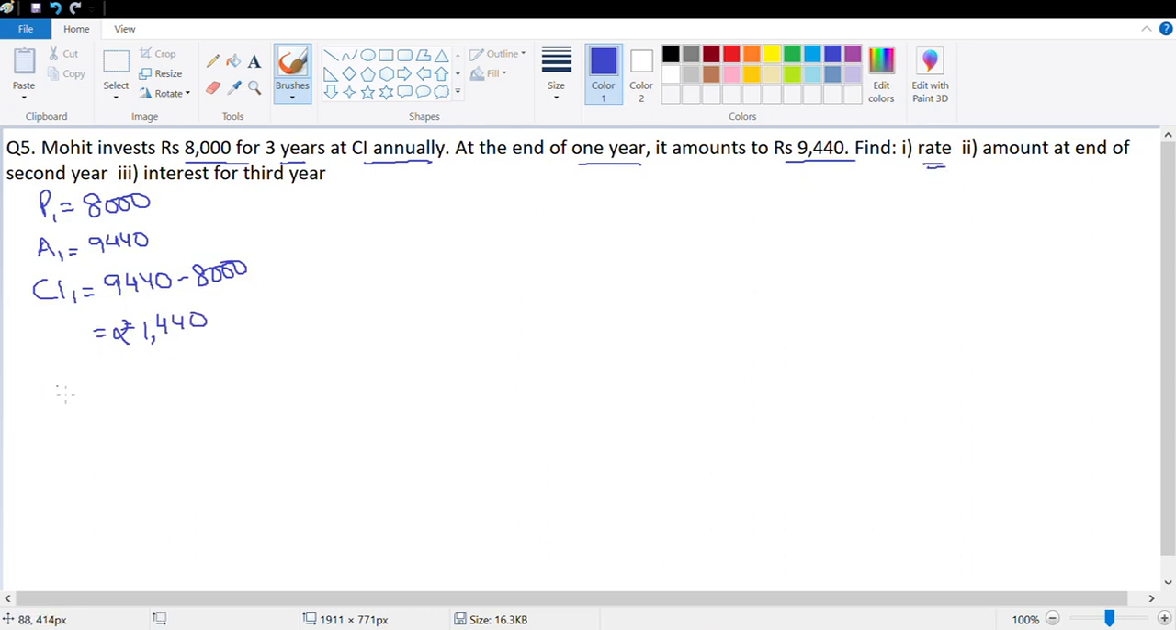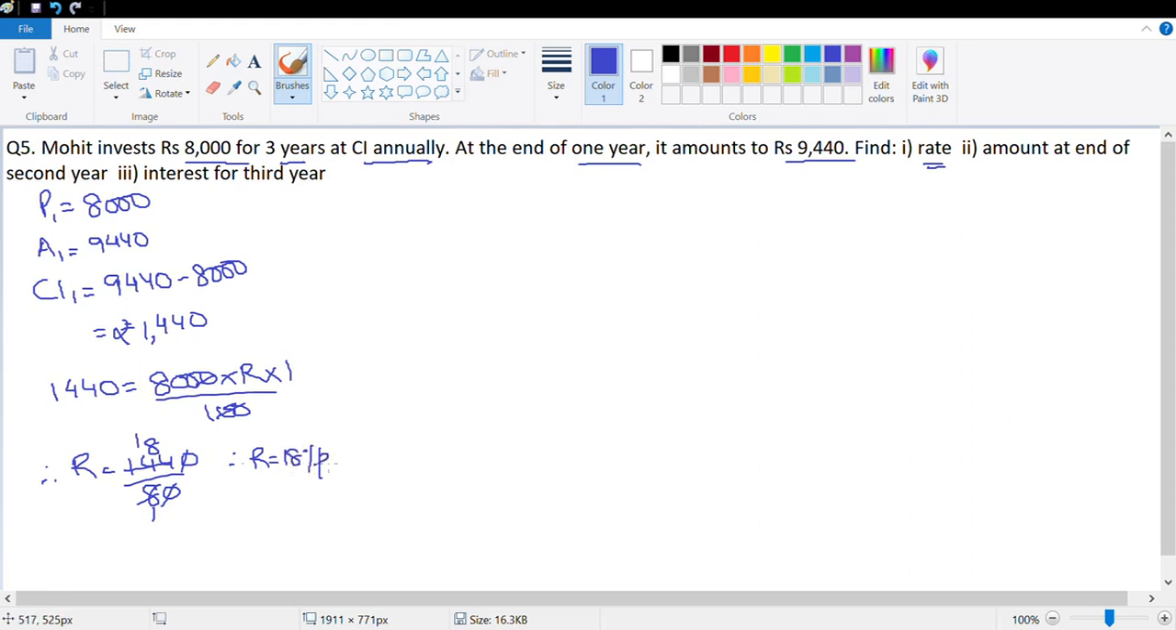We need to calculate the rate. So interest, which is 1,440, is equal to principal, that's 8,000, into rate we do not know, time 1 year, upon 100. Therefore, R is equal to 1,440 upon 80. That's 8 into 1, 8, 64, 18. Therefore, R is equal to 18% per annum. That's the first part of the question. Let's look at the second part of the question.